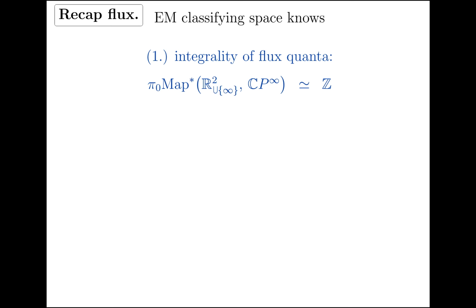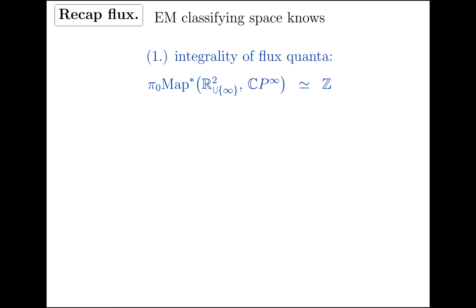First of all, it knows that there are flux quanta, the integrality of flux quanta. I already mentioned this almost. Let's just make it explicit here. So the space of the cohomology class of our charges is now the connected components of this mapping space from our domain to CP infinity. And if we imagine we have a two-dimensional slab of material, as we do in these fractional quantum Hall systems, with a perpendicular direction and a time direction.